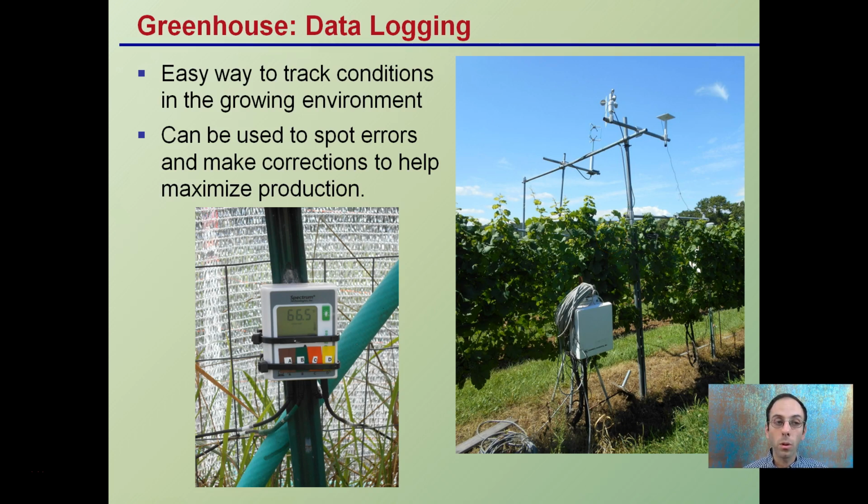Data logging is also important. It's an easy way to track conditions in the growing environment. Loggers can be used to spot errors and make corrections to help maximize production. There are very small portable units. There are also very large, almost weather station related units that can track a variety of factors and data log them on a continual basis over the entire growing season.